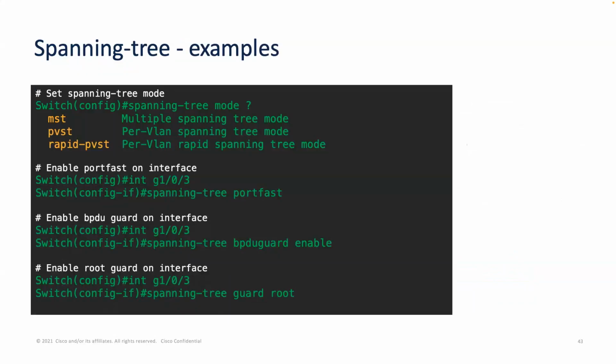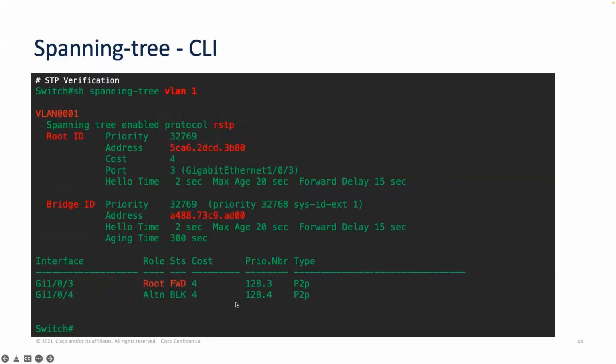The first one is about the three modes of the spanning tree we support on Cisco switches: MST, PVST, and rapid PVST. You can select one of them. And here are also the examples of the interface commands to enable PortFast. This is the PortFast, the BPDU guard, and the root guard. Another CLI about spanning tree.